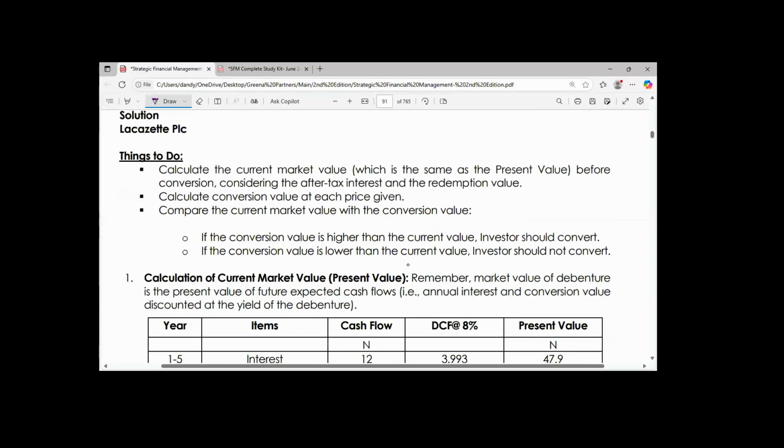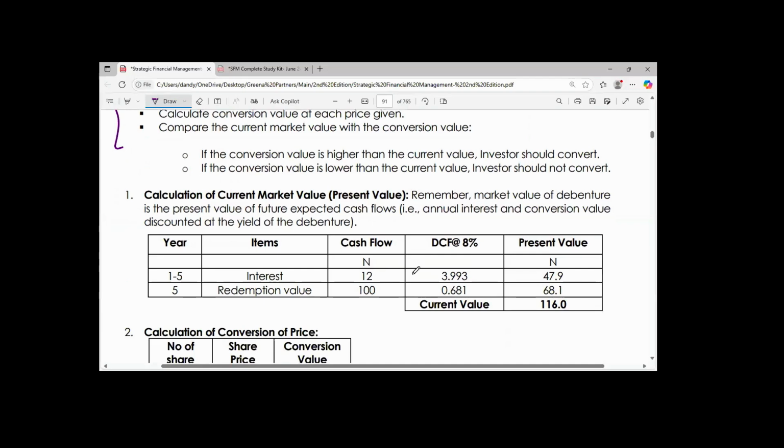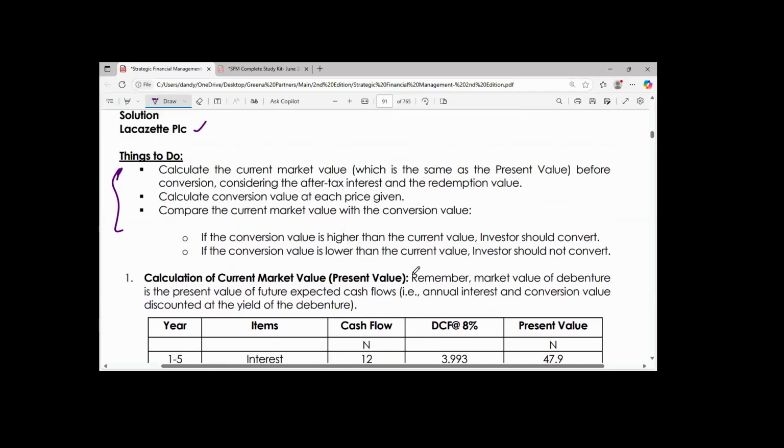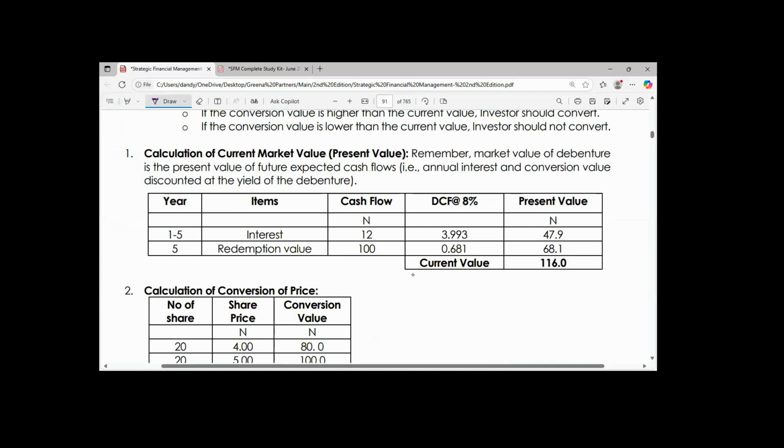The name of the company is Lacassette. I've already explained all of this, so you can just go through that. Now, if the conversion value is, I've already said that already. So let's move on. Now, calculation of current market value, that is present value. Remember, market value of the debenture, I've already explained this also, so we don't need to waste time.